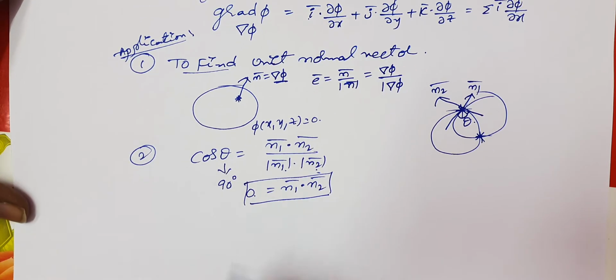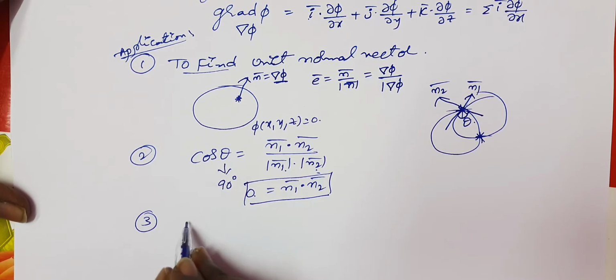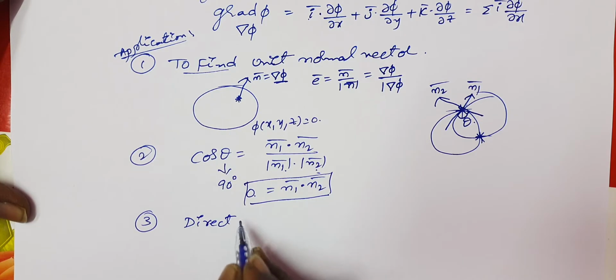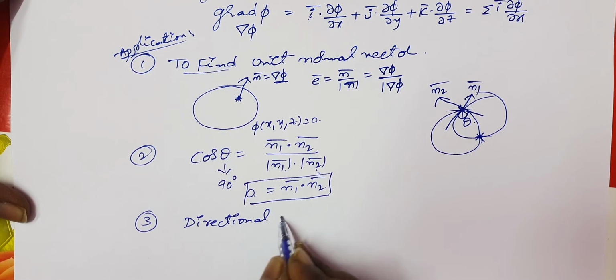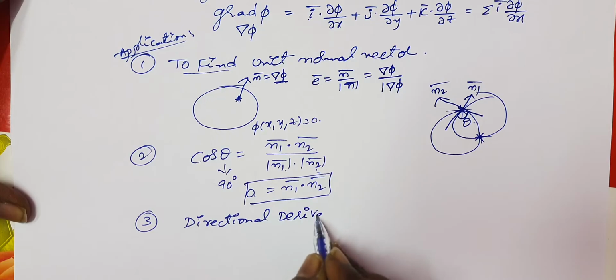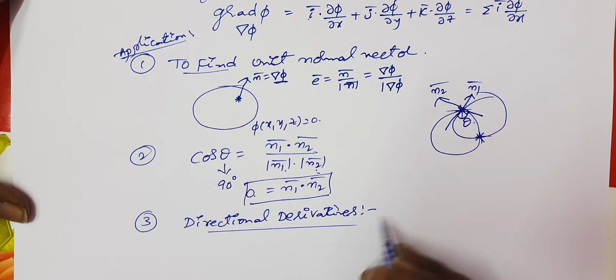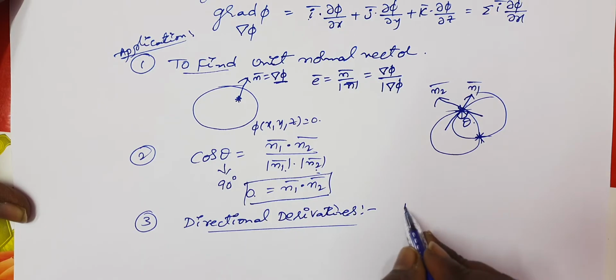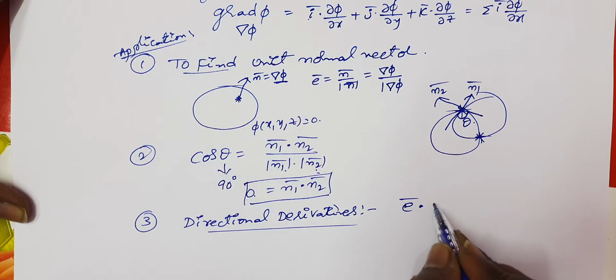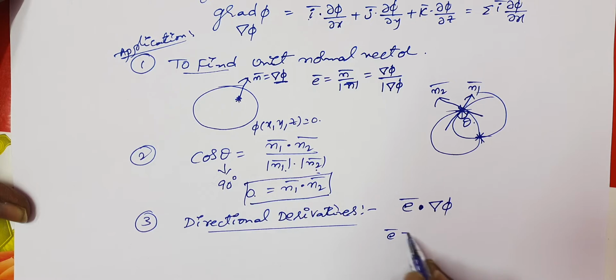And one more important application is to get the directional derivative of a scalar point function. Already we discussed this topic in earlier videos. Directional derivative of a scalar point function phi in the given direction is e bar dot grad phi, otherwise del phi. This is dot product. Here e bar is the unit vector of the given direction a bar. So it can be obtained by a bar by length of a bar.